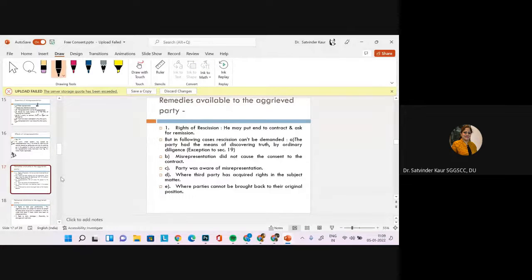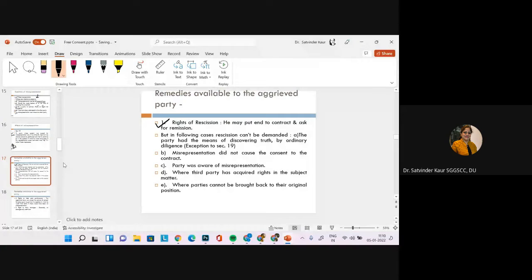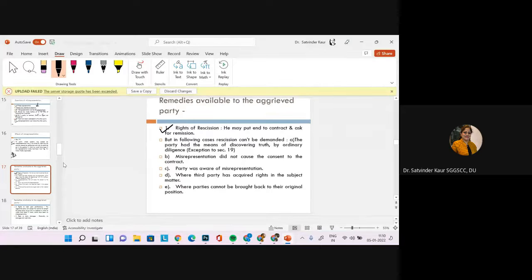Now, what are the remedies or options available to the party in case of misrepresentation? So the very first right is the right of rescission. That is, you can set aside the contract and you can file a suit for rescission, as well as the doctrine of restitution. So in this particular case, once you elect the contract to be set aside, then the contract will not be performed.